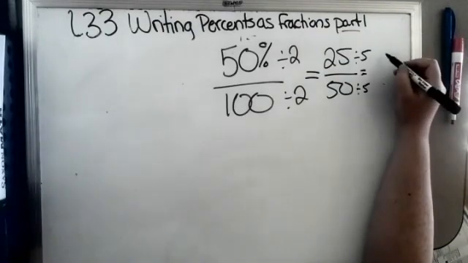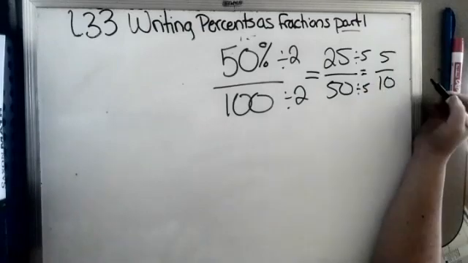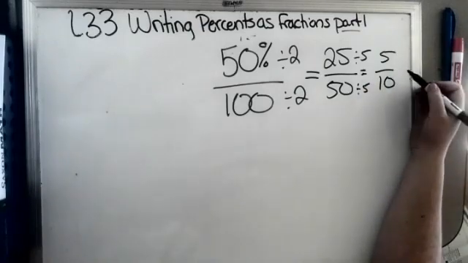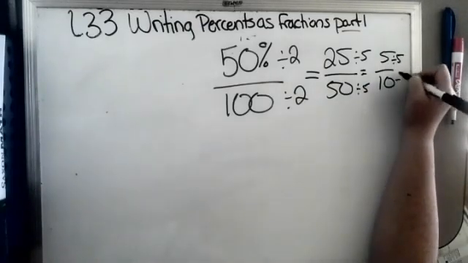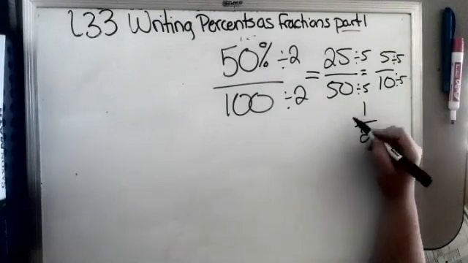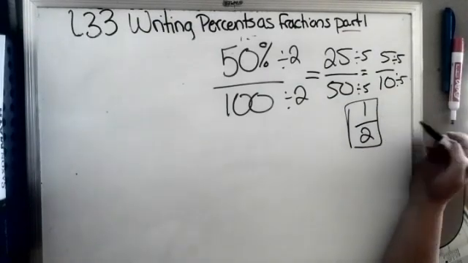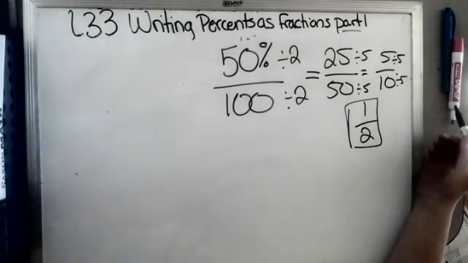25 divided by 5 is 5. 50 divided by 5 is 10. Hey, I can keep going. I can divide both of those by 5 again. If I divide both of those by 5 again, I get 5 divided by 5 is 1, and 10 divided by 5 is 2. This is now my lowest terms. I know that because both 1 and 2 are prime numbers, which means the only factors they have are 1 and 1, and 2 and 1. And that's it.